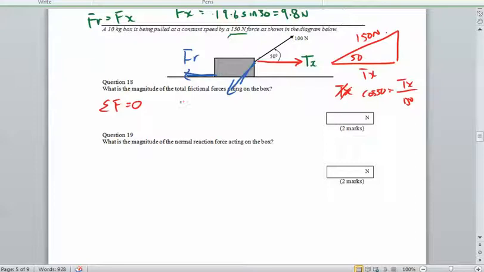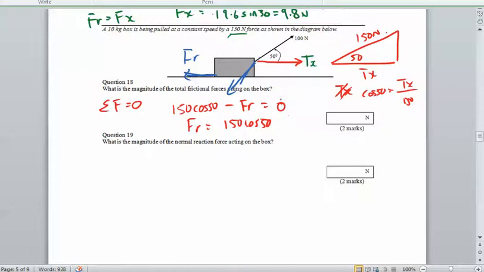Therefore, the net force is the tension in the X direction, which is 150 cos 50, take away friction, and that equals 0, doesn't it? So rearranging, it's the same question as before. The friction force is equal to 150 cos 50. What does that equal?